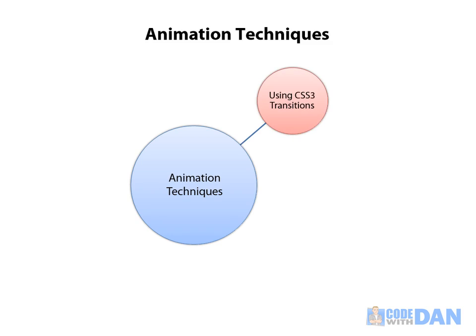First off, you can use CSS3 transitions. Now this allows you to transition between different property values such as opacity if you want to fade in and fade out, and you can go in and define different timing functions. So we'll talk about those in just a moment.